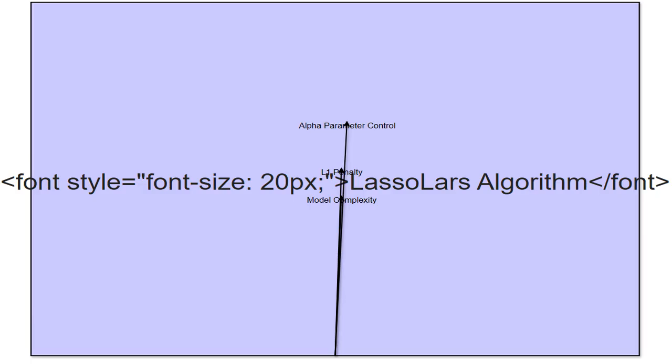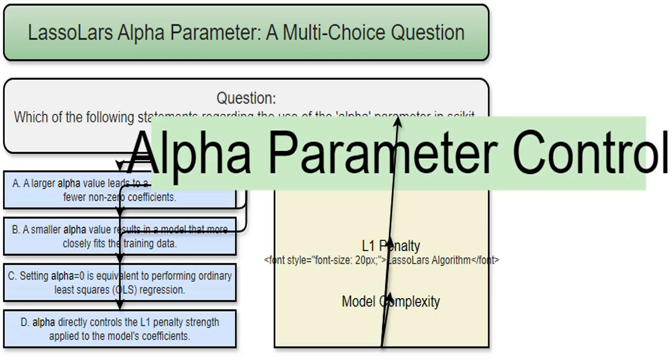I understand LassoLars as a specific algorithm in scikit-learn that uses the least angle regression, LARS, method to solve lasso regression problems. Lasso regression, in a nutshell, aims to find the best fitting line while keeping the complexity of the line under control. The alpha parameter in LassoLars is a crucial control knob that determines how much emphasis we place on model simplicity versus how well the model fits the data. Think of it like a dial. Turning alpha up encourages a simpler model that generalizes well, while turning it down lets the model fit the training data more closely, at the risk of overfitting.